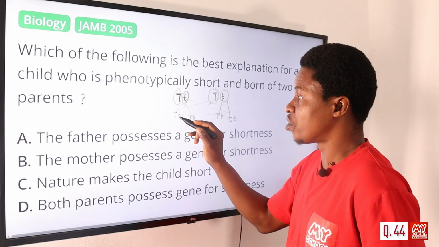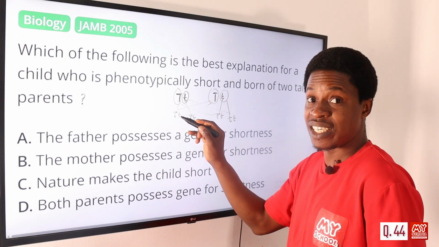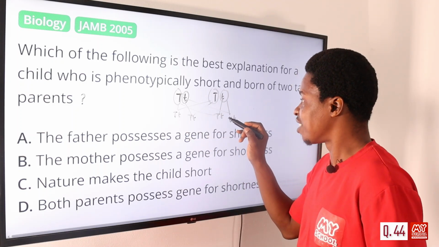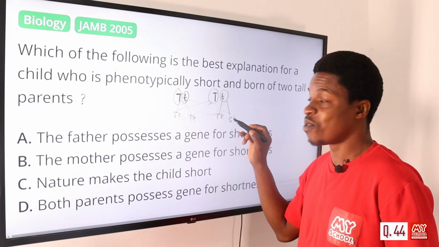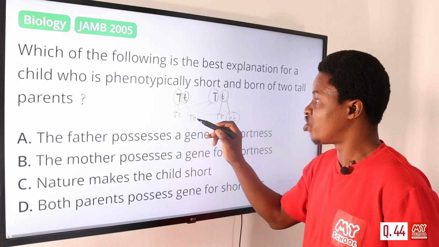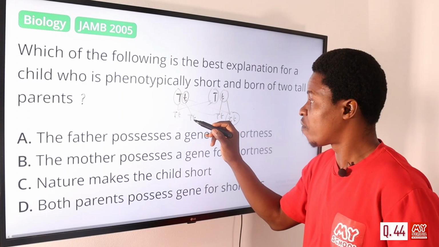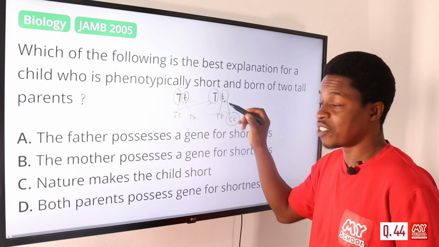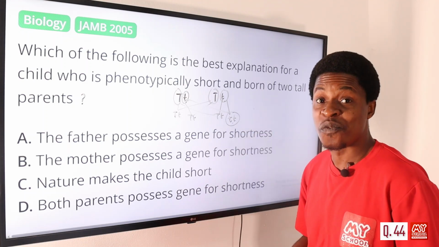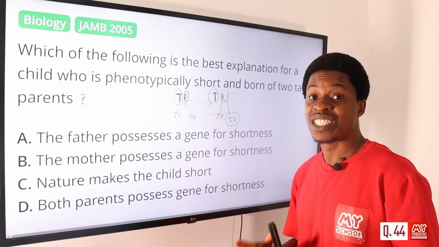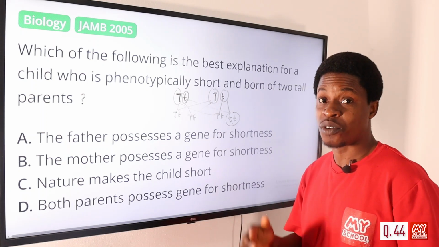The other trait is shortness, but this is recessive, this is silent. But you will see the child will be tall, this will be tall, this will be tall. But we have one that is just short there. So you have one of them that is short. So it's possible that this one is the one that got the gene from the father, and then this one from the mother. So the child becomes short. So it's possible for a father that is tall and a mother that is tall to give birth to a child that is actually short in stature.